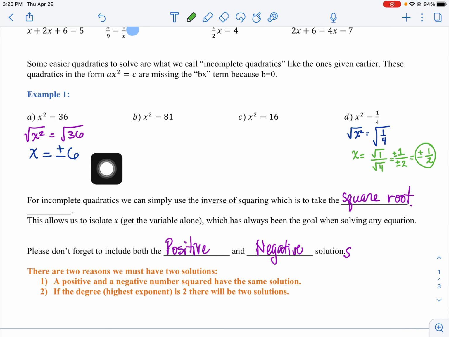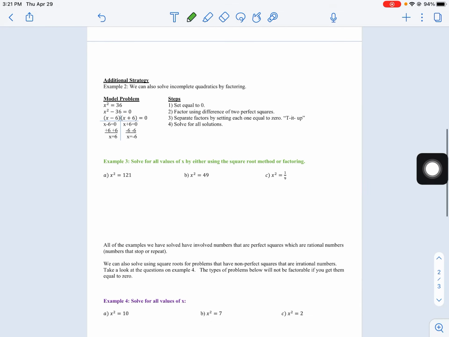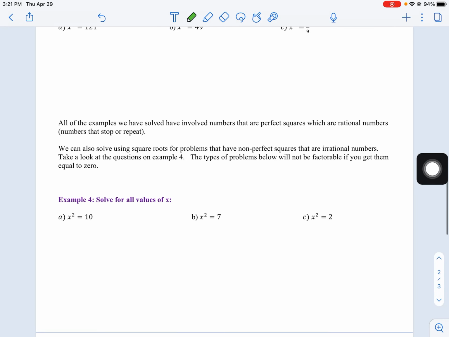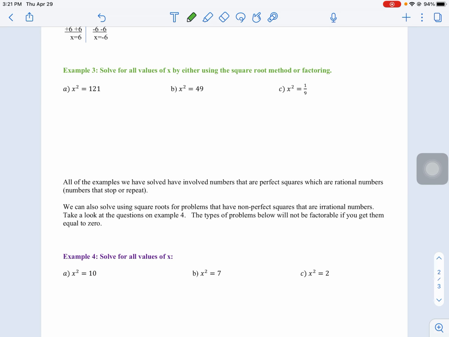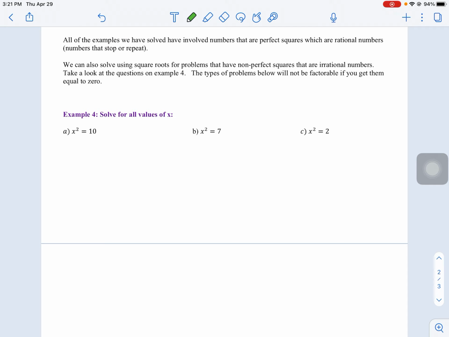Now, this method is great. Some of you will say, oh, I'm doing it this way. If you remember the positive and negative on your answer, you'll be okay. Otherwise, if you factor, it kind of forces you to remember that there's 2 different answers, positive 6 and negative 6. Now, these 2 are examples of that. You can do that on your own.